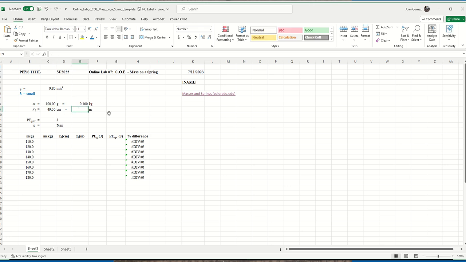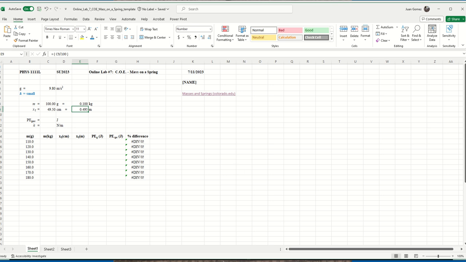Now in cell E9, I just need to convert the 49.5 centimeters to meters. Well, that's just equals, space, parentheses, space. I need to do C9 divided by 100 and close parentheses and hit check. There we go, 0.495 meters.